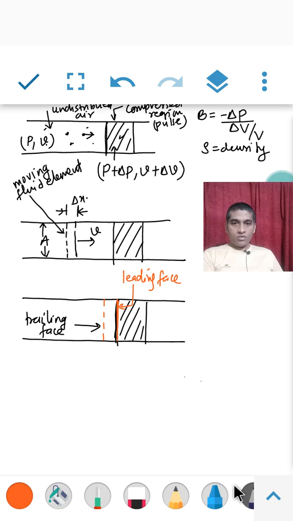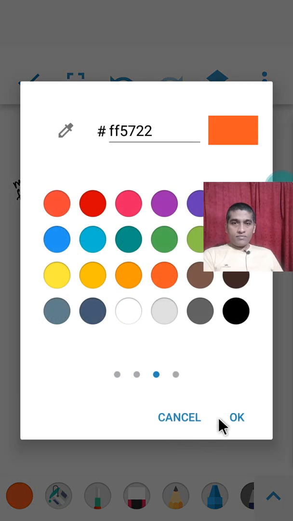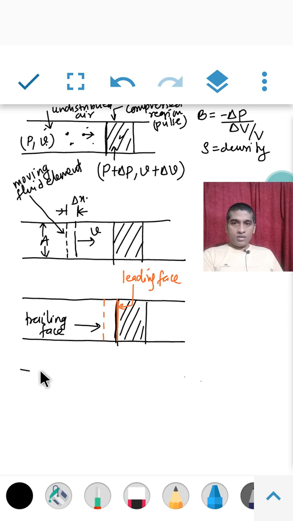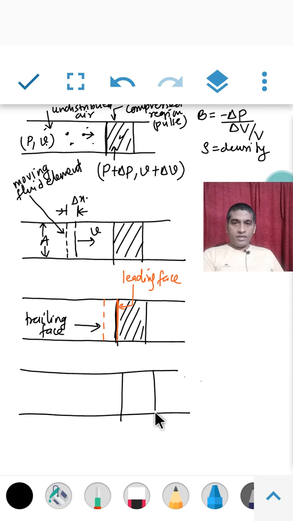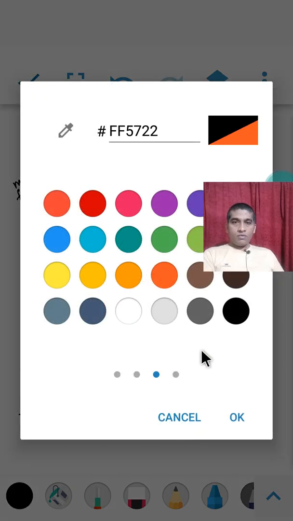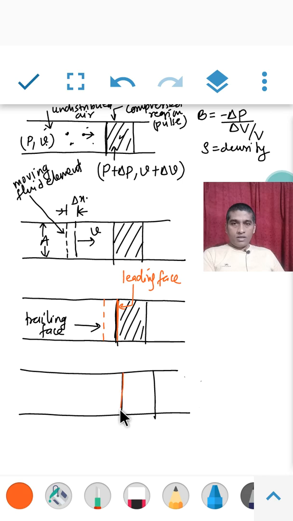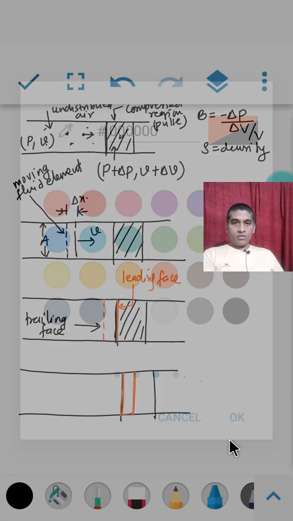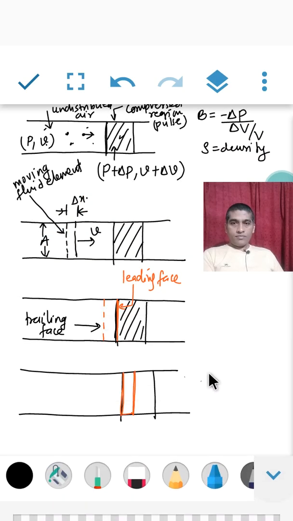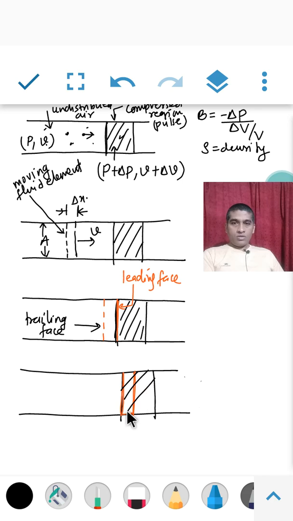Let me draw a tube. So I said earlier, the slowing is completed until the element is completely inside the pulse. Clear? So the slowing is completed until the element is completely inside the pulse.